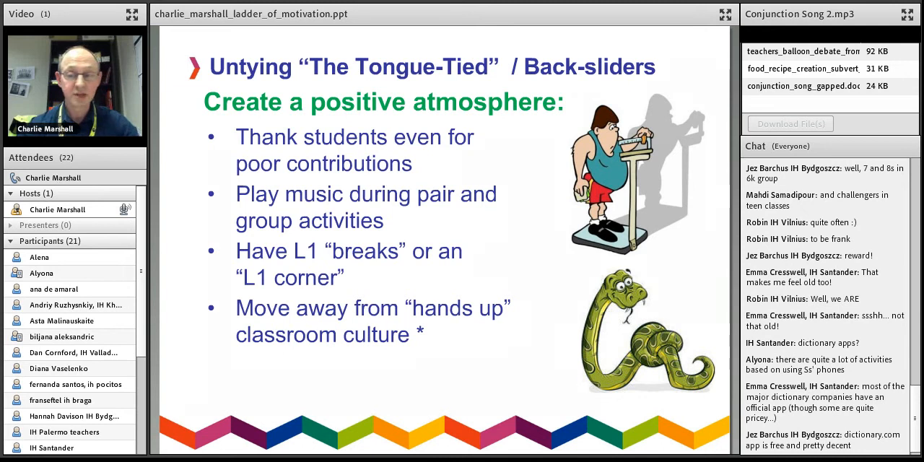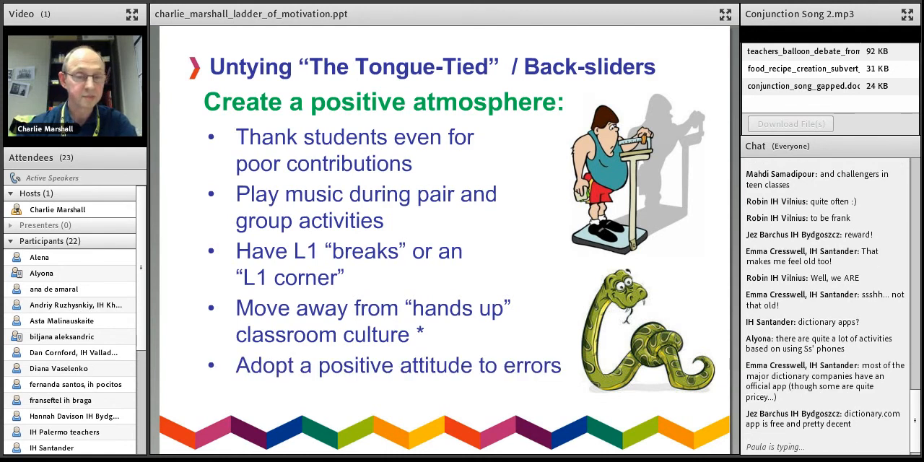So you've got your little group at the front who always put their hands up, and if you can move away from that to something different, then you'll involve a larger proportion, a larger percentage of the people in the room. And the final one is to adopt a positive attitude to errors.